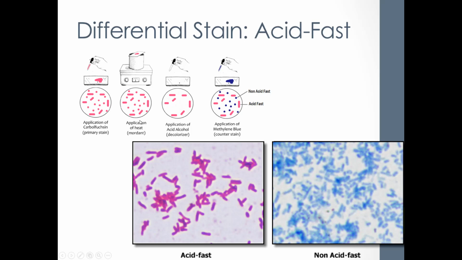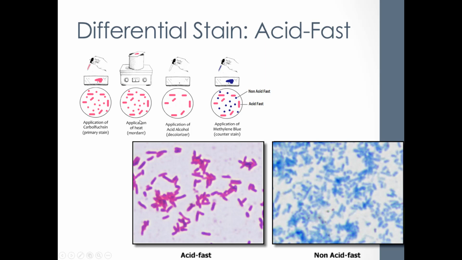And so that's where these guys get their name, because the combination of acid and alcohol will strip the carbolfuchsin out of all the cells except the acid-fast bacteria, the ones with the waxy layer. Those guys hold fast to the stain in the presence of acid. That's where they get their name, acid-fast. They hold tight to the stain, or fast to the stain, in the presence of the acid alcohol.